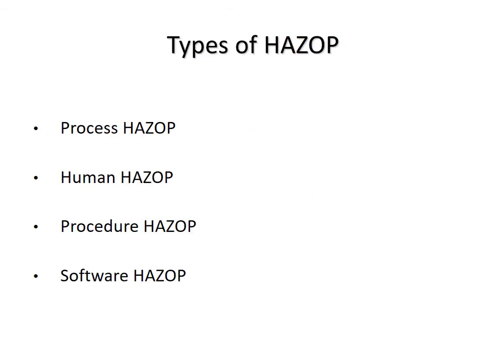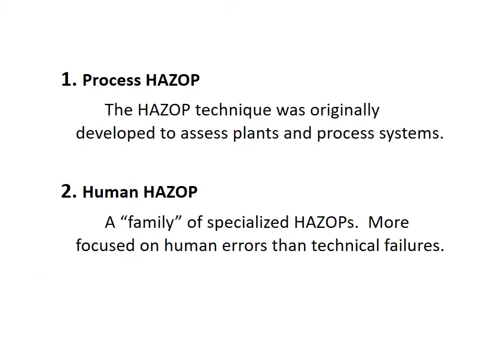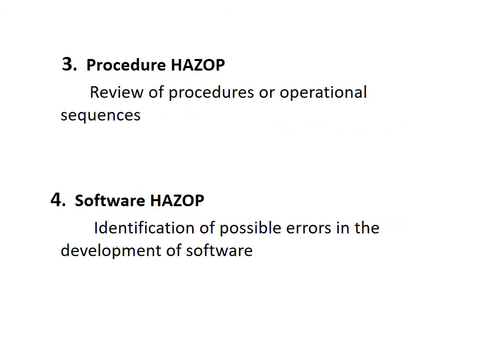There are different types of HAZOP such as process HAZOP, human HAZOP, procedure HAZOP and software HAZOP. Process HAZOP: this technique was originally developed to assess plants and process systems. Human HAZOP: it is a family of specialized HAZOPs, more focused on human errors than technical failures. Procedure HAZOP: it gives the review of procedures or operational sequence in which the process is going to happen. Software HAZOP: it identifies the possible errors in the development of software.